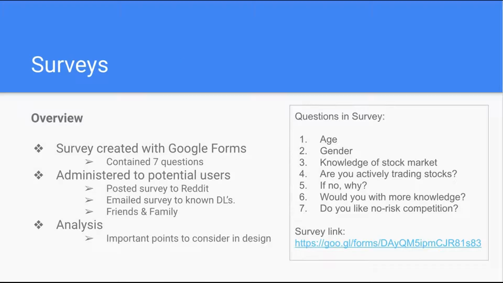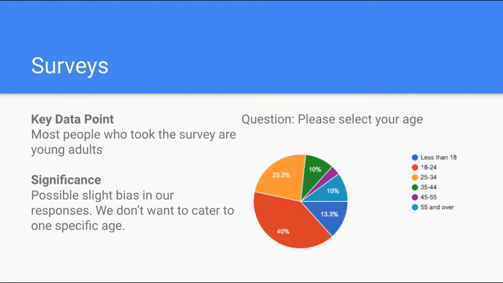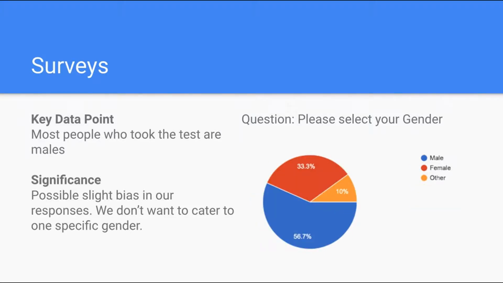We determine what our main focus will be in our next iteration and change our plan in order to meet those goals. The survey conducted was created with Google Forms and contained 7 questions. It was administered on the web, through email DLs, and to friends and families. We then reviewed the data and changed our design strategy. Most people who took the survey were young adults, which creates a slight bias in our responses, and we don't want to cater to one specific age. There's also a slight bias in gender. More males than females took the survey.